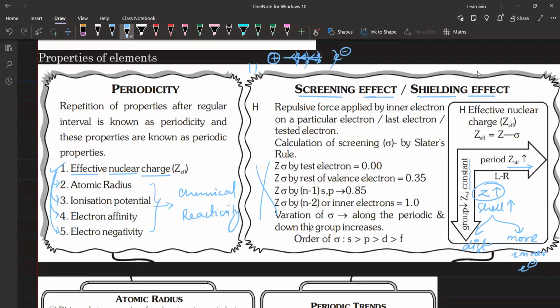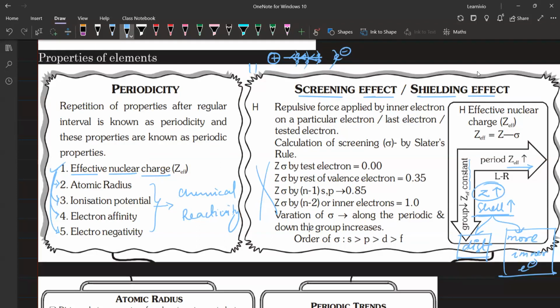So even though the proton number increases hugely, the shell also increases, and when the shell increases, the distance between the proton and the electron increases, and there are more inner electrons which are going to shield the outermost electron. That is why top to bottom in a group, the Z effective is constant.